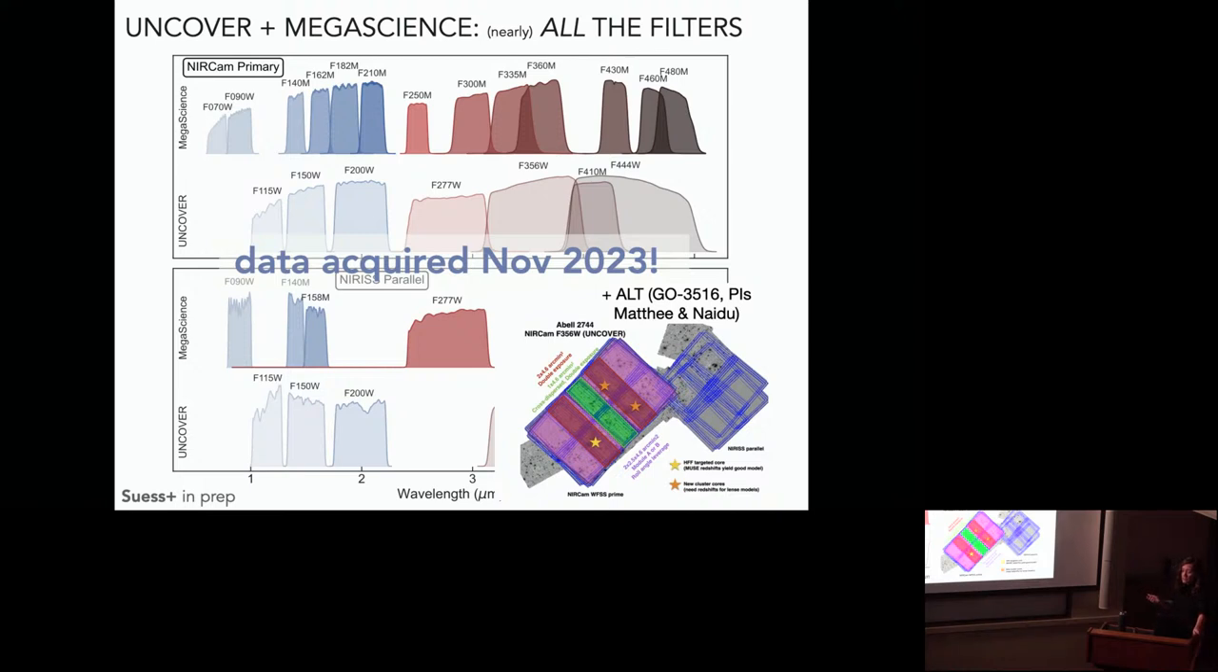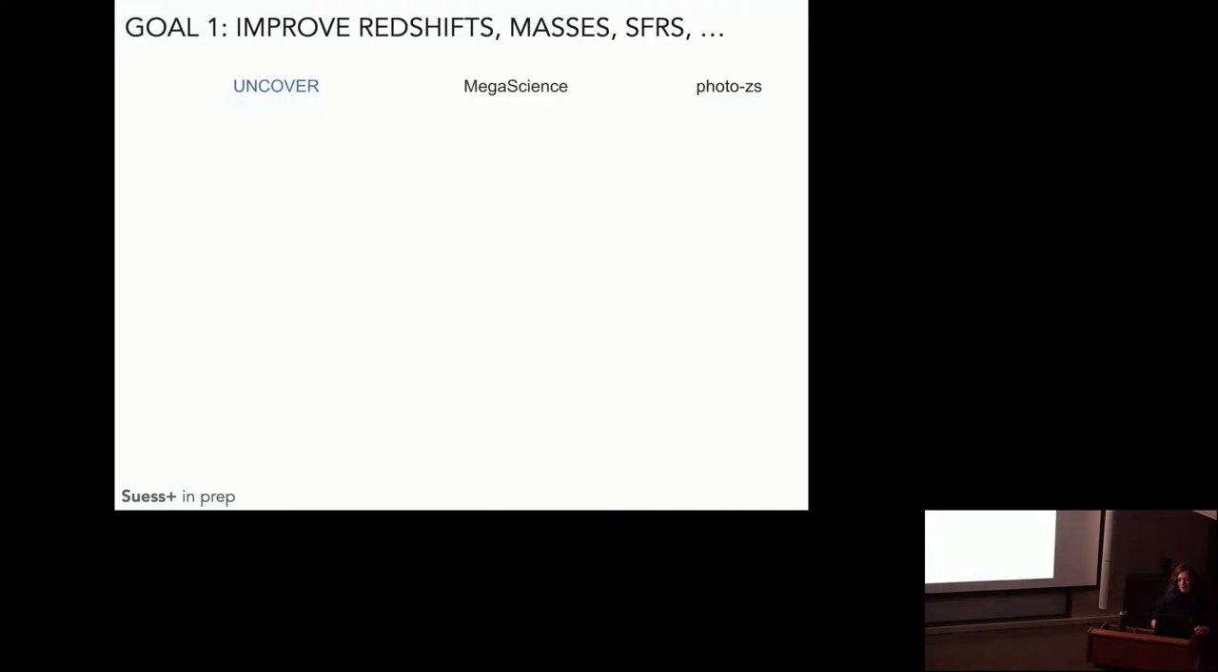I also, since I mentioned grism observations as another mode, there was actually a grism program in the same exact field that was also approved in Cycle 2. So this is called All the Little Things. It's led by Yorit Matei and Rohan Naidu, which is also covering the same exact field. So we have a ton of new data on this same part of the sky.